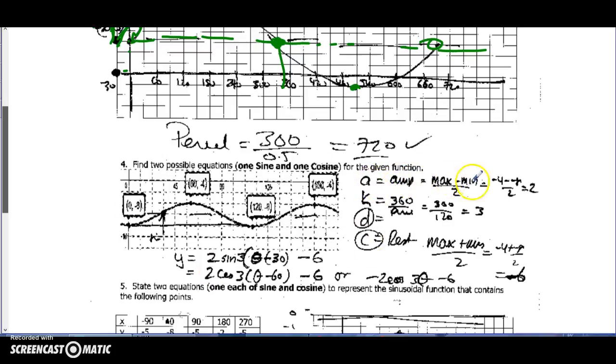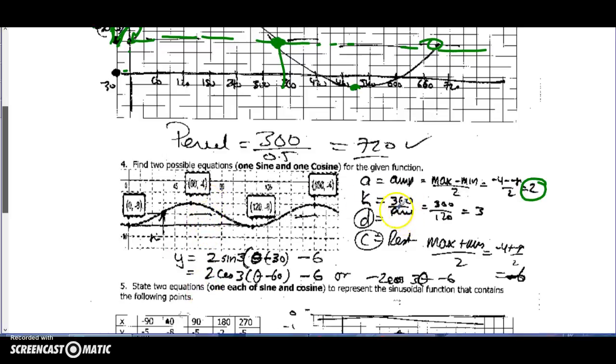A is the amplitude. It's the max minus the min. My max was -4, so I got up to -4. I went down to -8. That's hard to see. So it's -4 minus -8, which is +4 divided by 2, which is 2. You can never have a negative amplitude. So if you find yourself with a negative amplitude, change it. So that's how I get the 2 here.